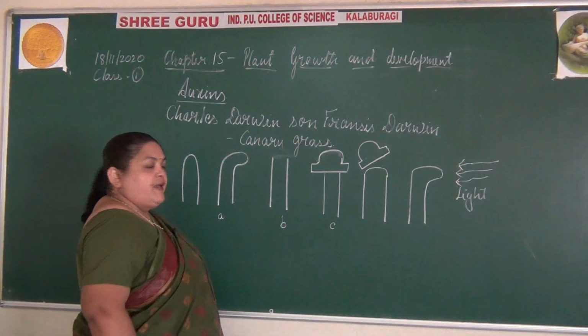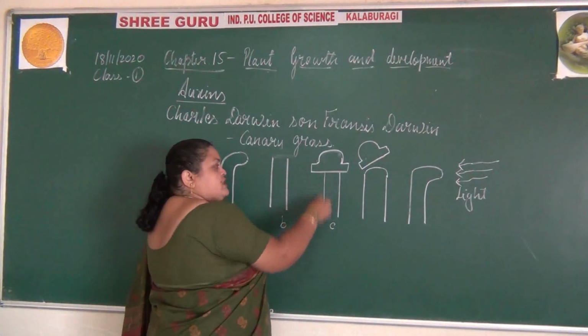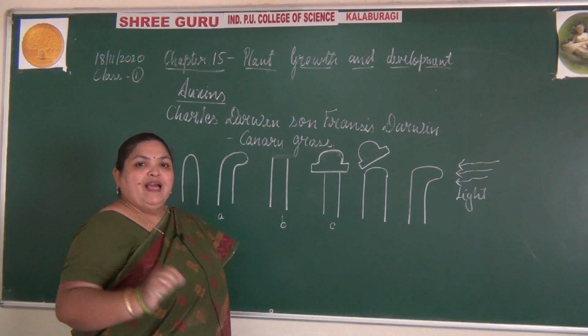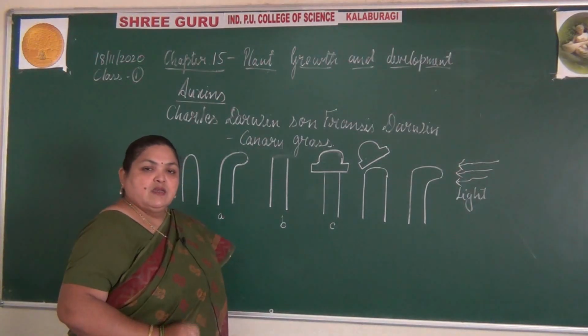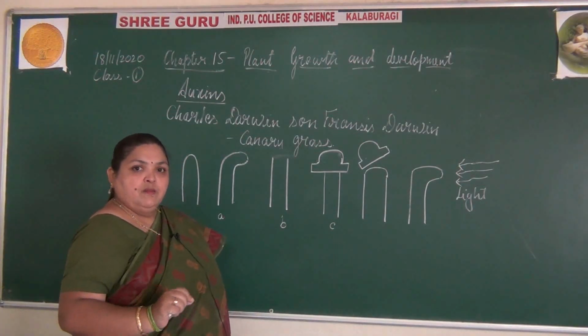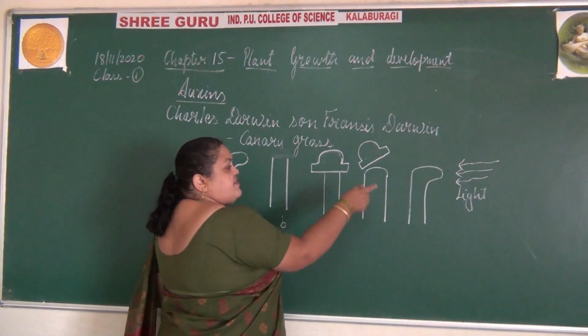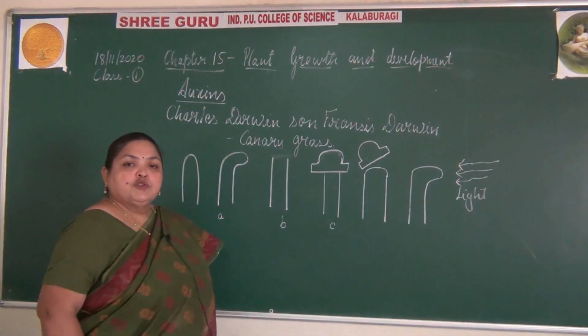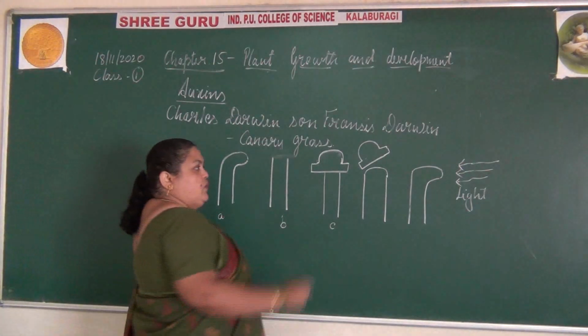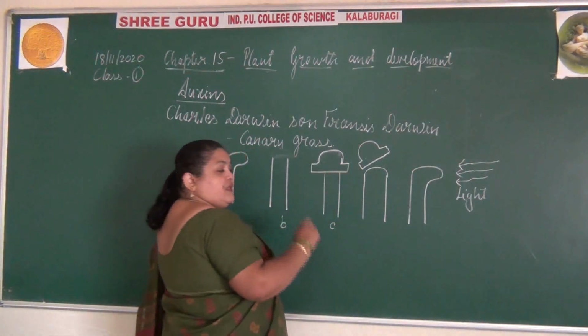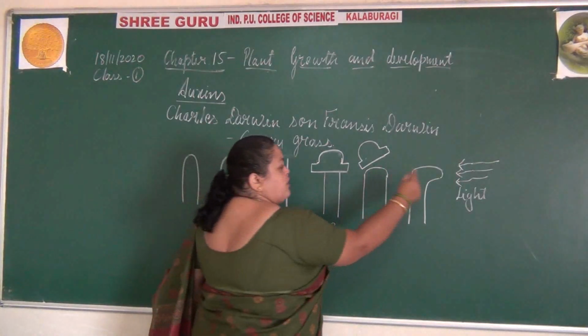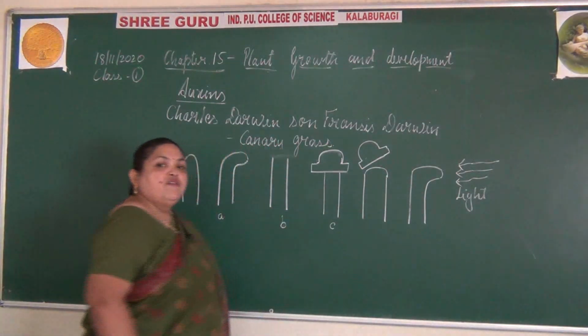In the third step, the coleoptile was covered by a black cap. When it was covered by the cap, it did not respond towards the source of light. But when the cap was removed, the coleoptile again responded towards the source of light.